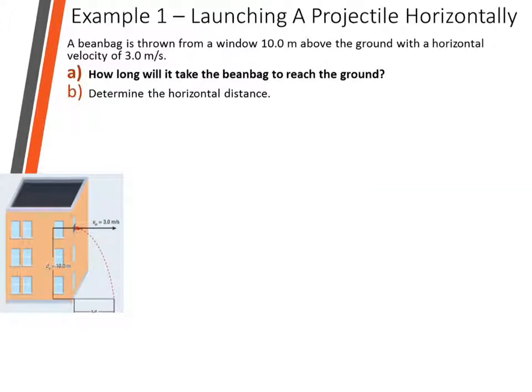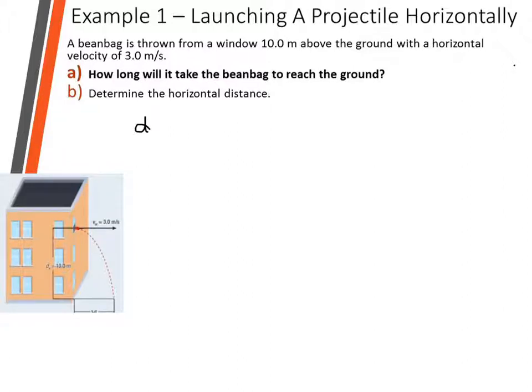So here's our first example. This example is one where something is being launched, a projectile, horizontally. So just keep track of the difference between the two examples we're going to do. In this case, we have a beanbag is thrown from a window that's 10 meters above the ground with a horizontal velocity of 3 meters per second. In the first part, we're going to figure out how long it will take for the beanbag to reach the ground. So let's write down what we know.